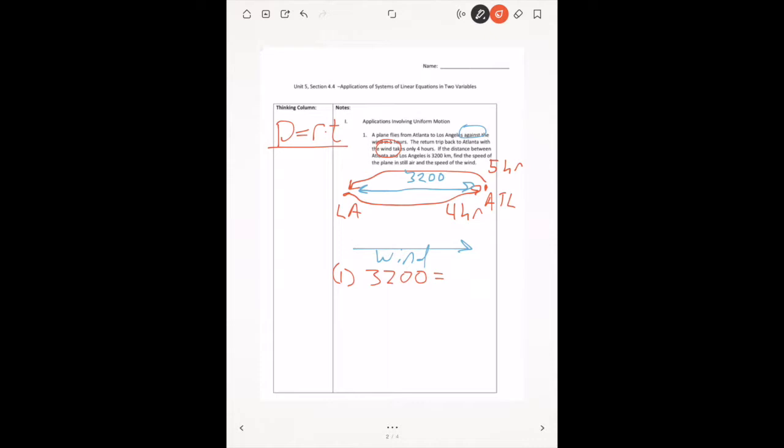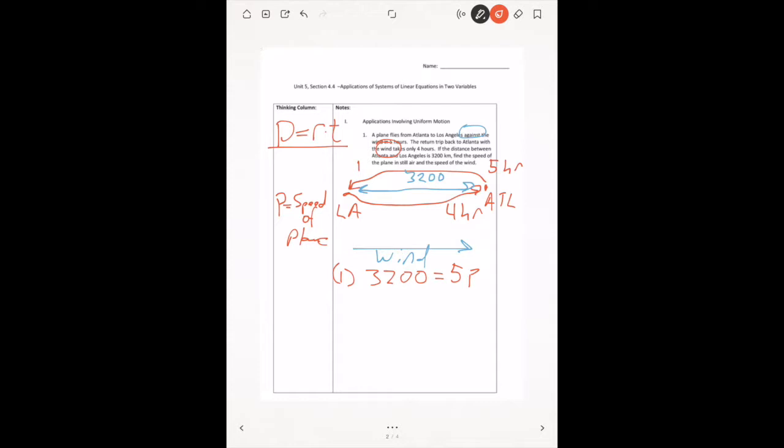So I'm talking about the first trip here, trip 1, going from Atlanta to Los Angeles. Well, that took me 5 hours. Now let's imagine what my rate was. Well, let's say that P is the speed of the plane, how fast that plane's going. So I could say, okay, well, however fast the plane's going, that's my speed. But wait a minute, something's affecting the plane and the speed.